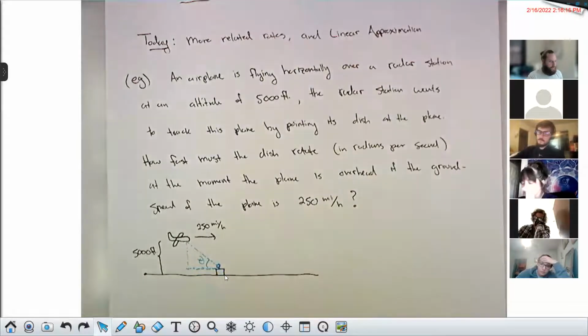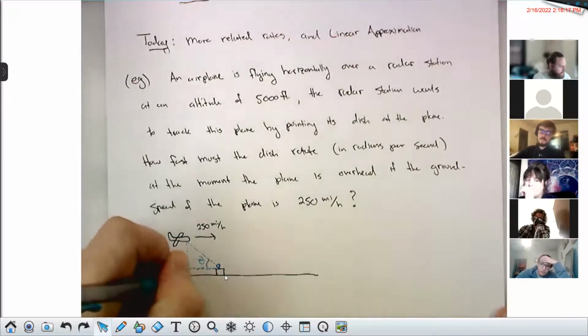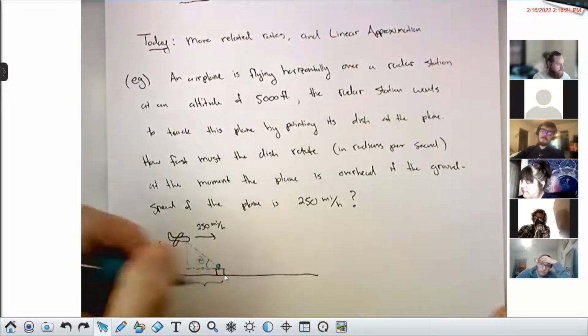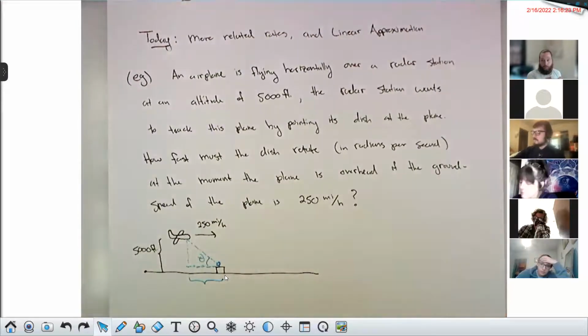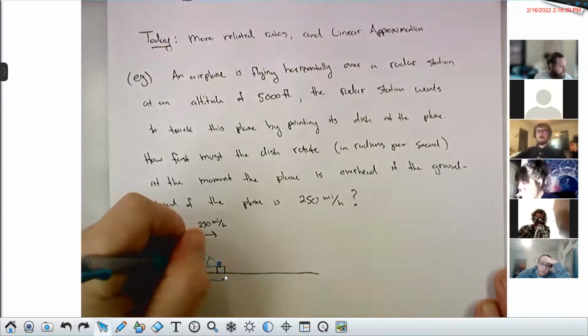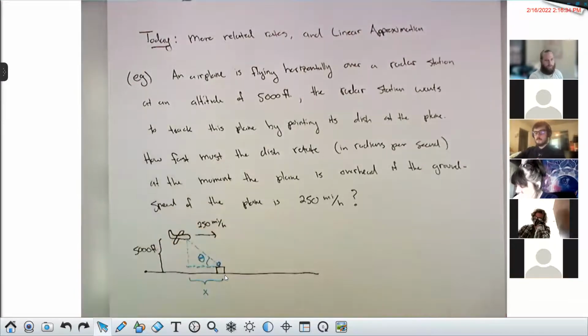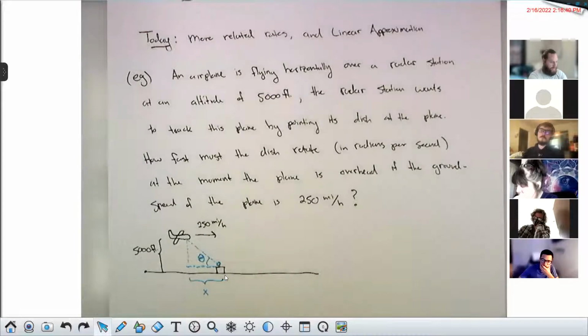This distance, though, the horizontal distance from the plane to the radar station, I need to label that as something. So in our steps where we had to define a variable, this is a length I'm going to have to define. So is theta, right? We had to define the variable theta to be that angle. So let me call this x. And now we're ready to get started.